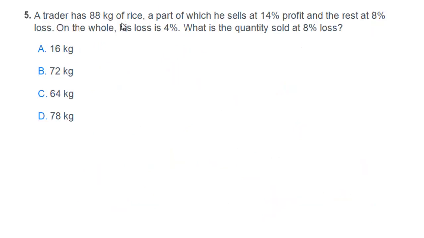Let's take the next question that says a trader has 88 kg of rice, a part of which he sells at 14% profit and the rest at 8% loss. On the whole, his loss is 4%. What is the quantity sold at 8% loss? So we have solved a similar question to this, and we will proceed in the same way.